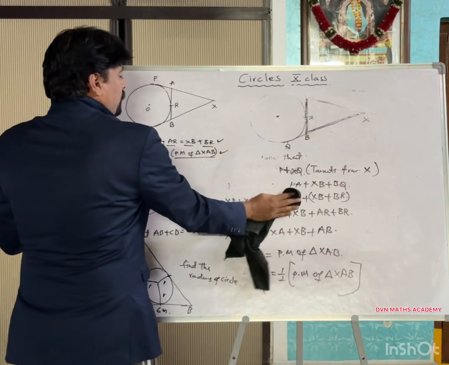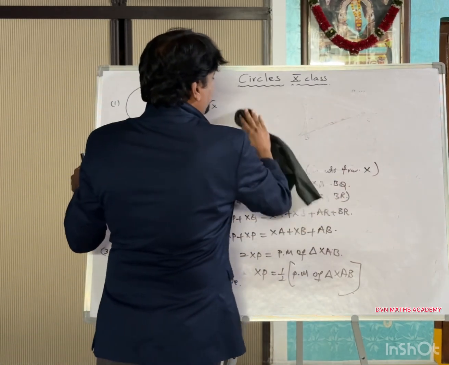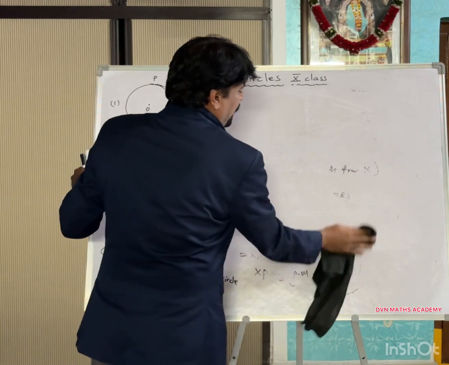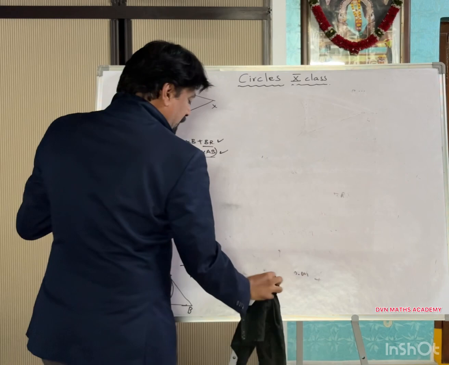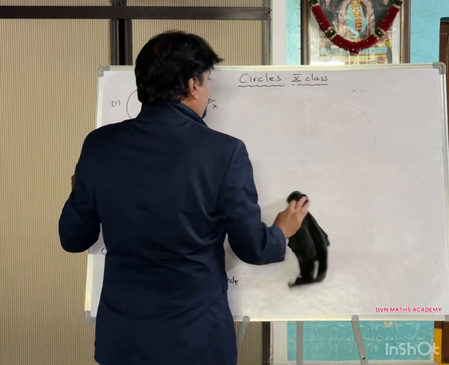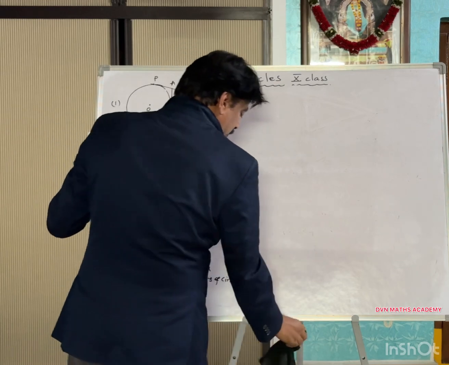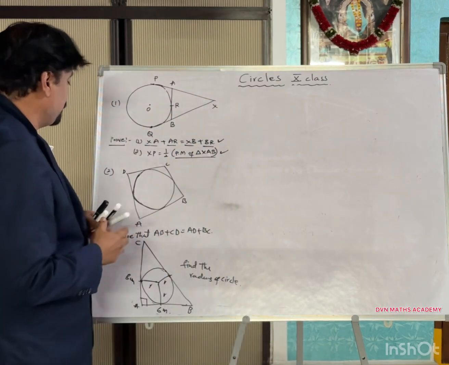We go for the second question. All these questions depend on your tangent theorem only. I selected some questions from theorem 1: the lengths of the tangents from an external point are equal. On the basis of that theorem, I selected these 3 questions, and these are important questions.